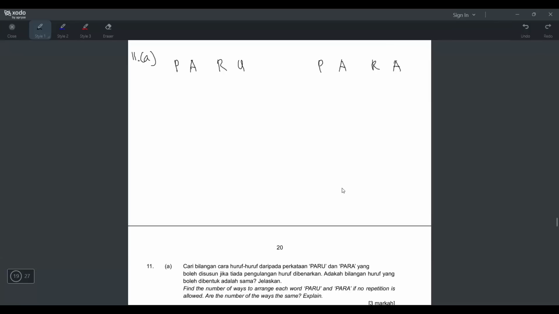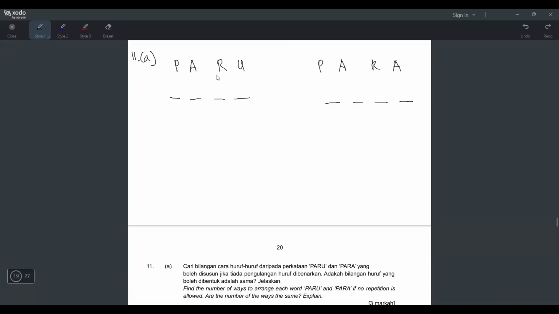So I need to find out the number of ways to arrange both these words. But they say no repetition. It means one letter can only appear one time, no repetition. And they're asking are the number of ways the same. Okay, I still don't know yet whether same or not because I haven't found the number of ways. Okay, let's find the number of ways. I think it's arrange all letters, so it's 4 letters. If the question never mentions how many they want to arrange, it means arrange all, right? Same with this one. They never mention, like, choose 2 to arrange or 3 to arrange. It means arrange all, right?